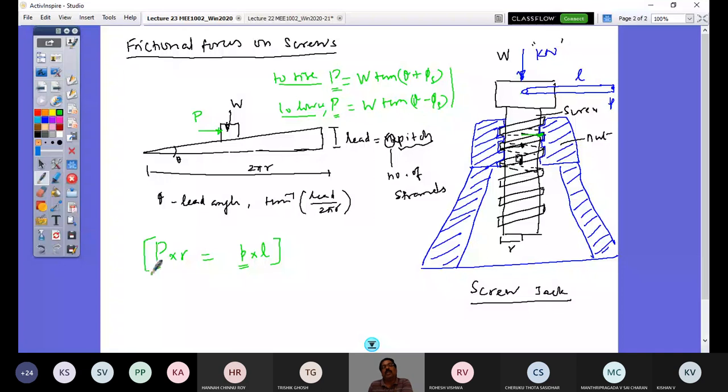And in that also, it is very particular, the rising of this load by turning this lever, and the screw is rotating because of the turning moment that comes. That turning moment is quantified by capital P into small r, where capital P is the force to raise the load, applied on this block. So this is that problem. Any doubt in this?